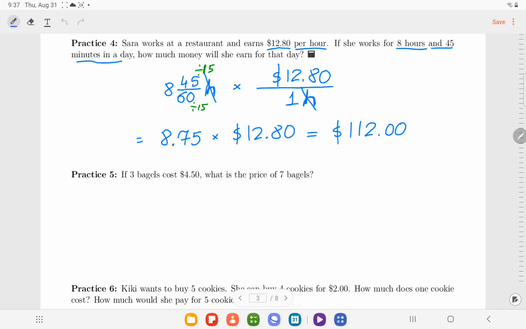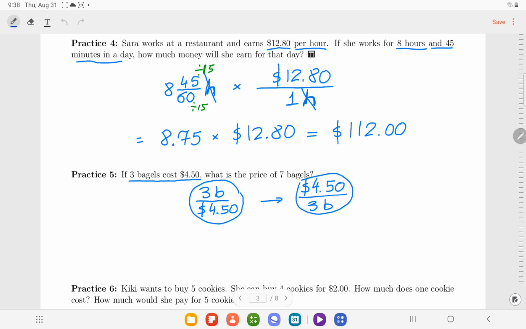Let's try another example. If 3 bagels cost $4.50, this is our rate. 3, let's use B for bagels, cost $4.50. Remember that we can also write it as we pay $4.50 per 3 bagels. So sometimes we're going to use the first rate. Other times we're going to use the other rate.